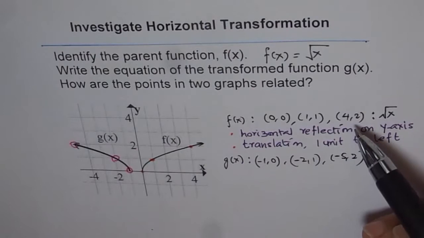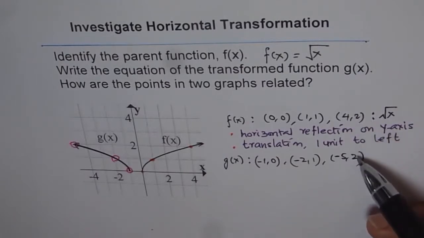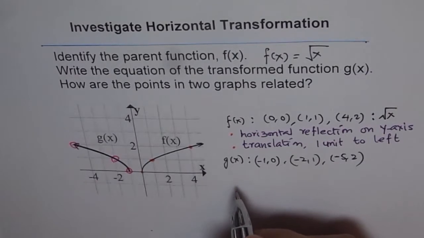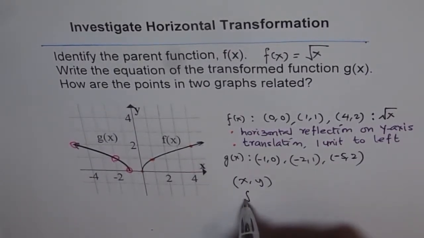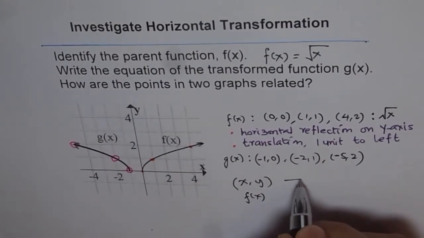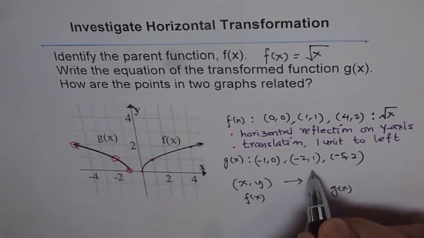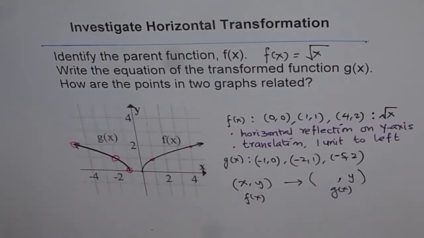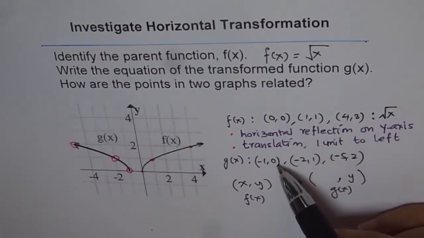If you compare your original points and the image points, as we call them, on the transformed function, what do you notice? The y values are the same, right? That means if I take (x, y) as my point on f of x, then when we transform it to g of x, my y points are the same. So y remains y. There's no change in y points. 2 is 2, 1 is 1, 0 is 0, right?